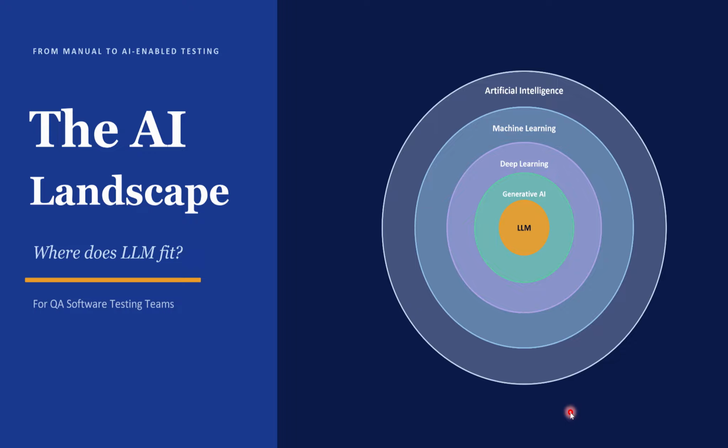This course is designed for QA engineers who want to understand how AI is changing testing and how to stay relevant. In this video, we will explore the AI landscape, a simple map to understand where everything fits, especially LLMs like ChatGPT, Claude, Google Gemini, and GitHub Copilot. And most importantly, what it means for your career as a tester.